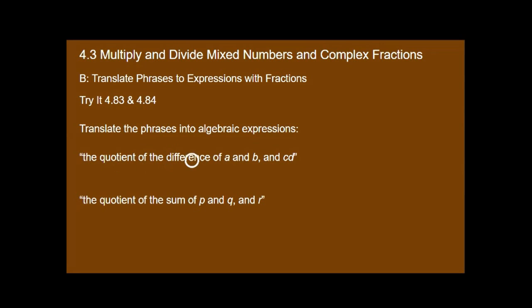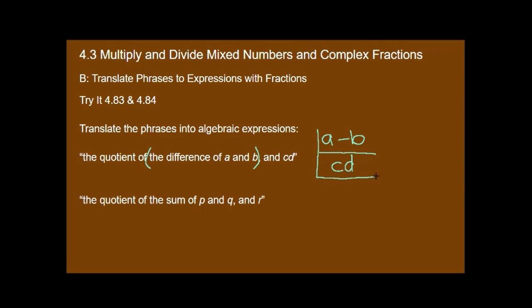You have the quotient of the difference of a and b and cd, and the quotient of the sum of p and q and r. Okay, so pause the video and then come back and check your answer. Okay, the quotient of the difference of a and b and cd. I know I'm dealing with a quotient here, but first I want to deal with what's inside these parentheses that I just added. The difference of a and b is going to be a minus b. And then I'm taking the quotient of that and cd.